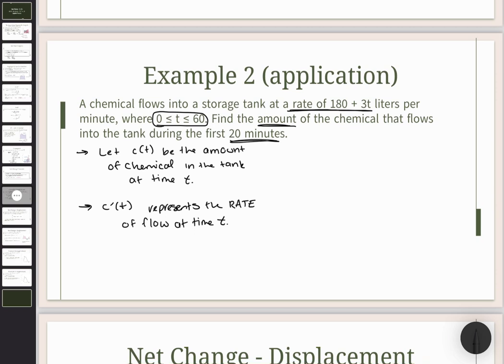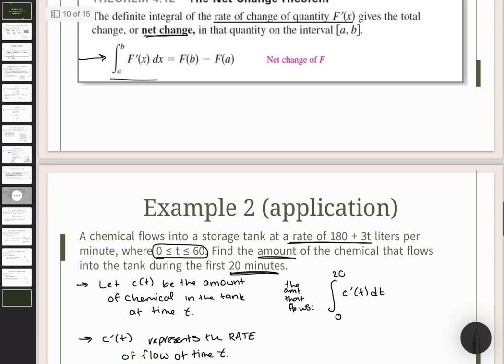All right, so here's how we're going to set this up. The amount that flows in 20 minutes, let me spell flows correctly. I'm going to set this up like this. I'm going to go from 0 to 20 minutes. So t is representing minutes, right, between 0 and 60. The integral of C prime of t dt. That is what this is saying up here, right? So I'm going from a to b. This f prime of x represents a rate. When I integrate that, it's going to tell me the exact amount that actually flowed during that time.